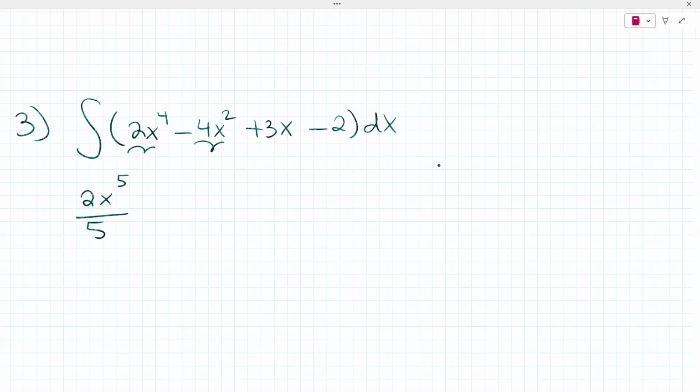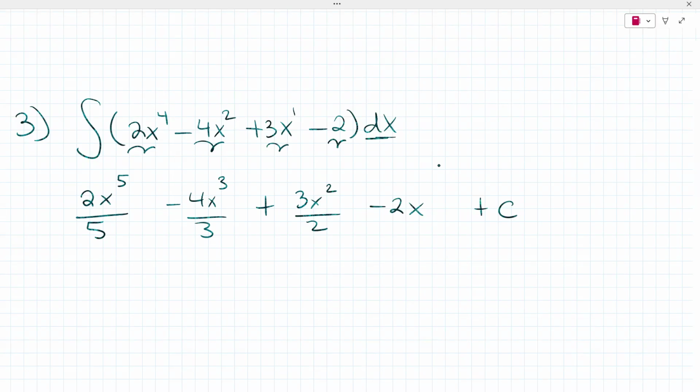The same thing with negative 4x squared, nothing fancy. It's just old power plus 1. 2 plus 1 is 3 over 3, plus the integration of 3x. This has an invisible power 1, so 1 plus 1 is 2 over 2. And then the integration of a constant with respect to x is going to be negative 2x. And don't forget the plus c.